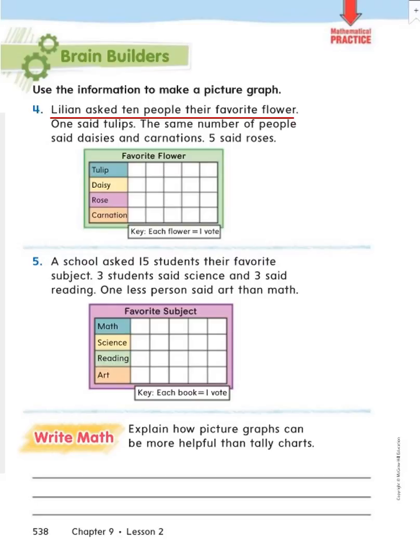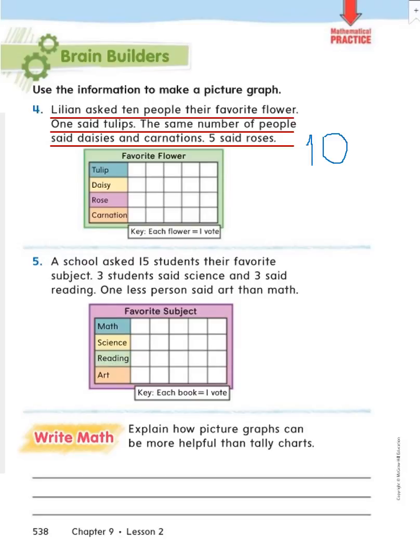Lillian asked 10 people their favorite flower. Stop. How many people did she ask? 10. That is really important, actually. So I'm going to write that down. She asked 10 people. All right, great. Then it says, 1 said tulips. The same number of people said daisies and carnations. Yikes. 5 said roses.